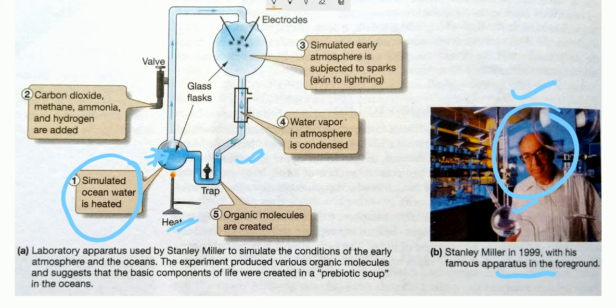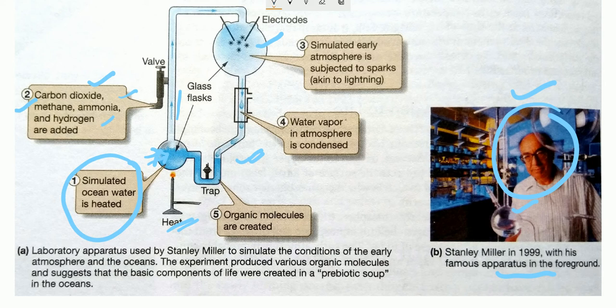The ocean water is heated, and after heating, the water vaporizes. Let us say in the atmosphere, water vaporizes, and he added carbon dioxide, methane, ammonia, and hydrogen. So he added these gases into the simulated atmosphere. Then here he gave these sparks. It was akin to the lightning process.